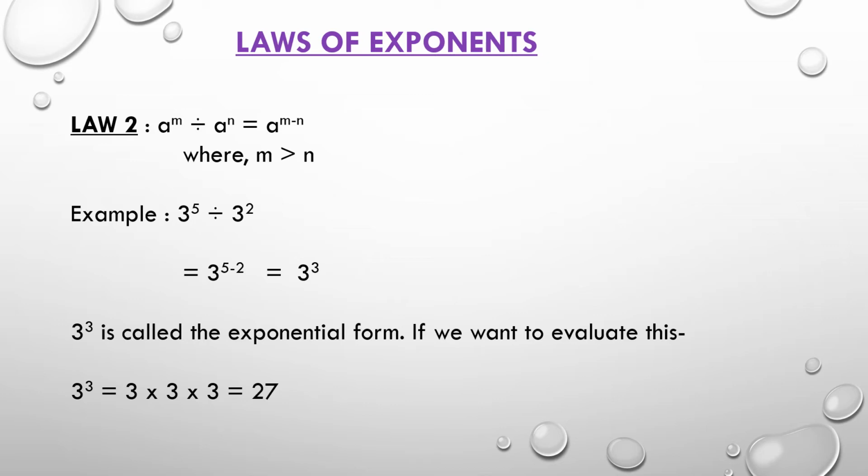Let's take an example. 3 raised to the power 5 divided by 3 raised to the power 2. Now according to law number 2, the bases are same but powers are different and there is a division sign between both of them. So what do we do? We write base 3 and powers are being subtracted, 5 minus 2. So this will be equal to 3 raised to the power 3. 3 raised to the power 3 is called the exponential form. If we want to evaluate this, 3 raised to the power 3 is equal to 3 multiplied by 3 multiplied by 3. We will multiply 3 three times. The answer would be 27.